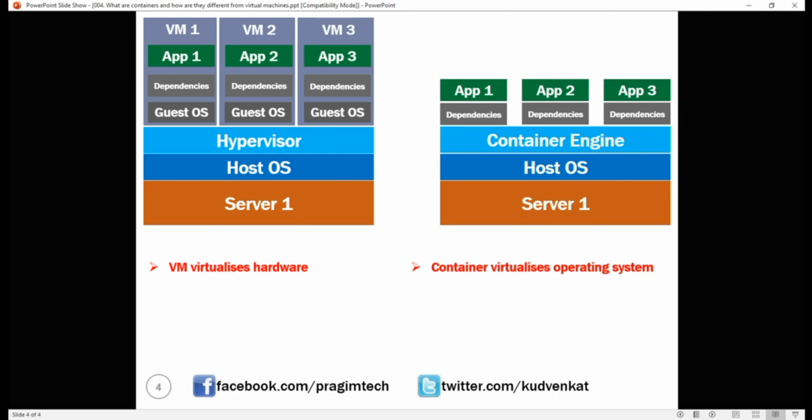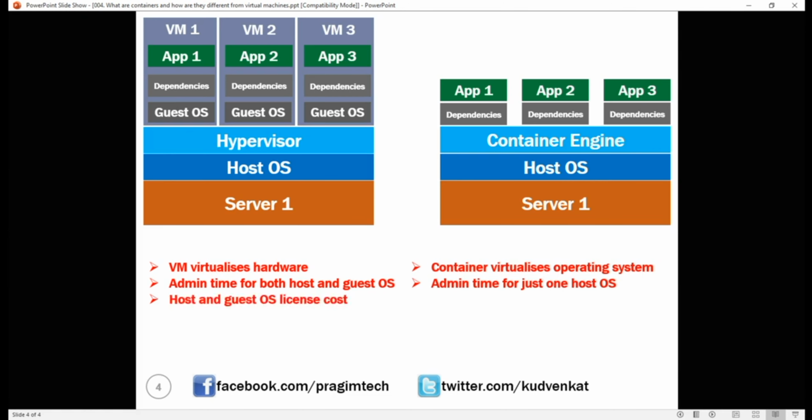In case of virtual machines, admin time is required to install security patches and keep up to date the host operating system and the guest operating systems on all the VMs. In case of containers, no matter how many containers we have on our server, there is just one host operating system that demands admin time. From the cost standpoint, in case of VMs, we have to pay for the host and the guest operating systems of all the VMs, whereas in case of containers, we have to pay just for one host operating system.